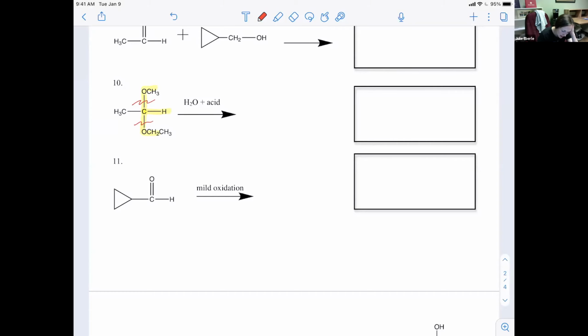Ultimately, it's done in 2 steps. When we take one off at a time, it'll convert to just an ester and then back to the aldehyde.